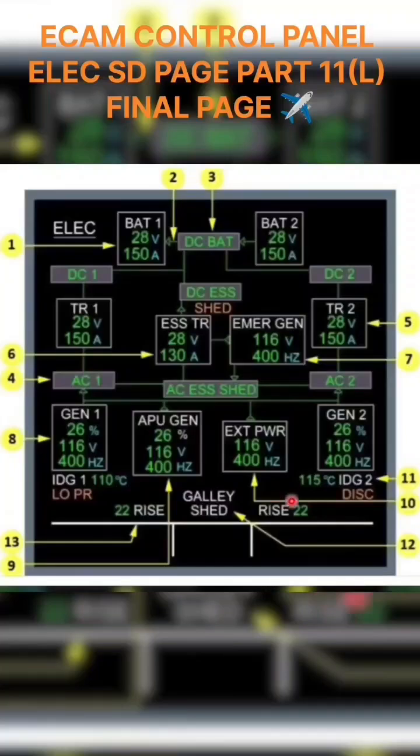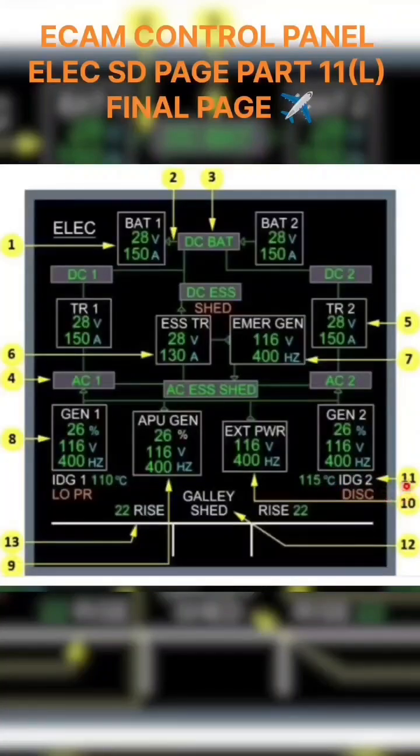Then lastly, we'll talk about the IDG. What is this IDG indication? This is the IDG legend, normally in white color. This will also become amber if the oil outlet temperature is more than 180 degrees. So this temperature must be monitored. It is not monitored by you, it is automatically monitored, and you will get an amber caution. If oil pressure gets too low, then also you will get amber. If the IDG is disconnected, then also this will become amber.